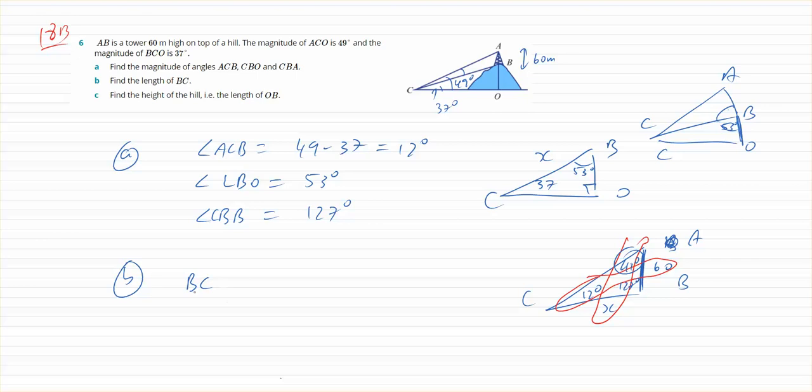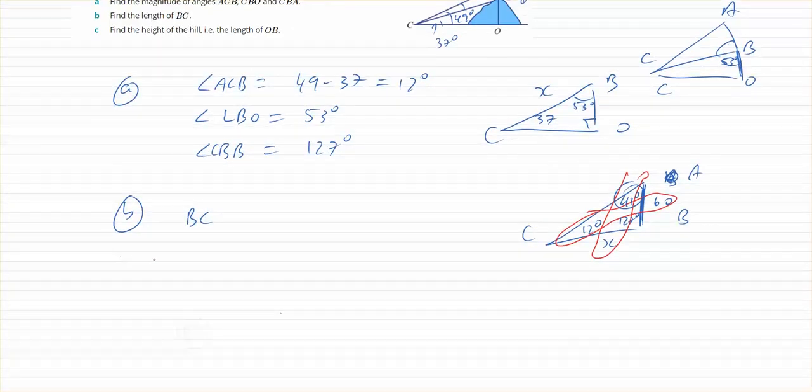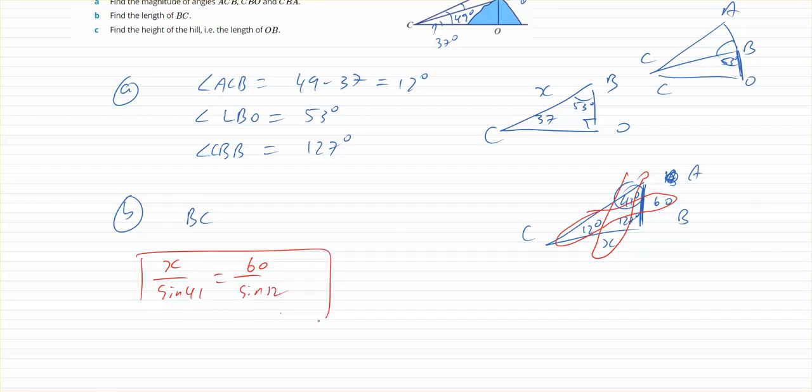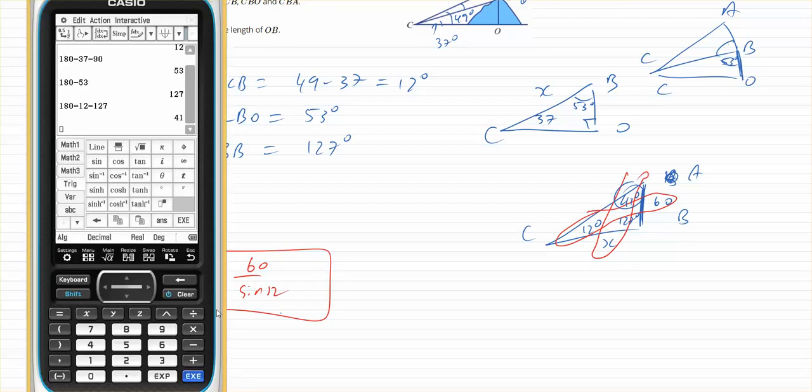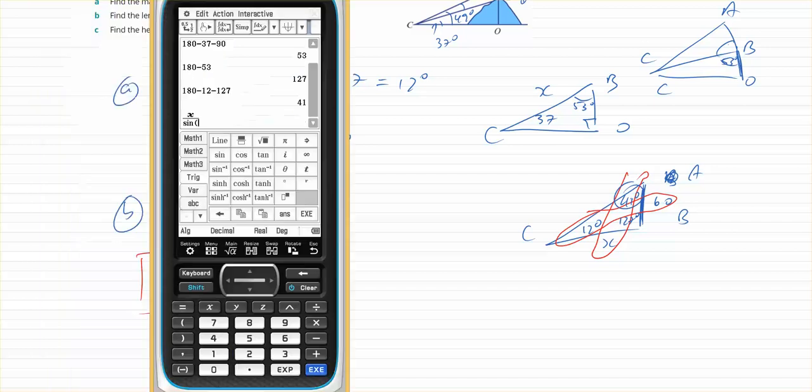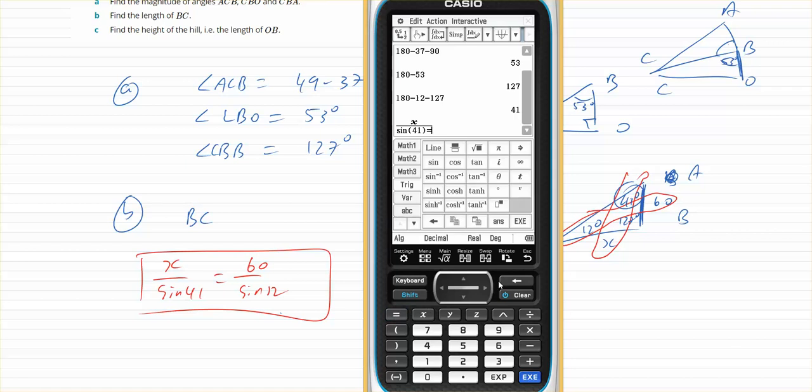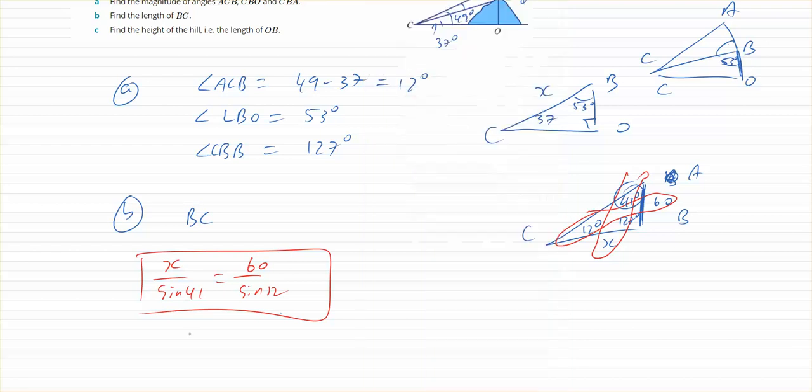So to find the length BC, we first need to write our equation. I'll put the x on top. x divided by sine 41 equals 60 divided by sine 12. I have to solve it, so interactive, solve for x. We get 189.33. So x equals 189.33. So our BC would equal 189.33 based on that answer.